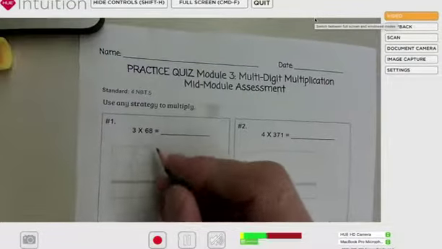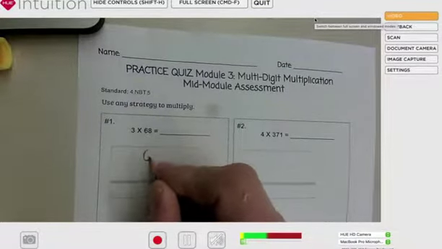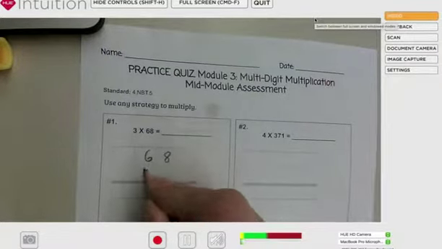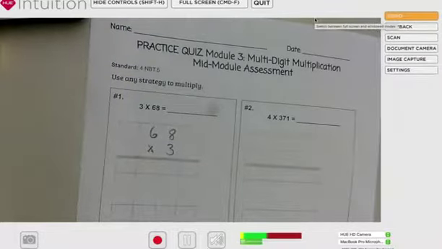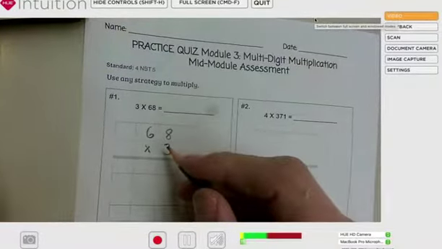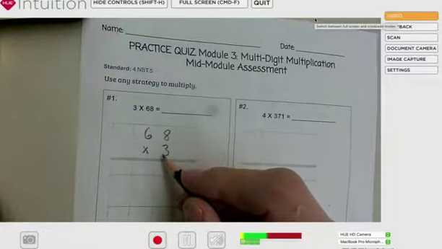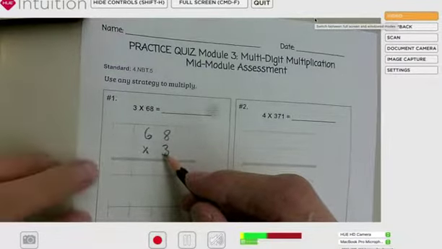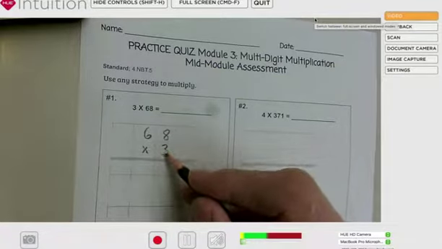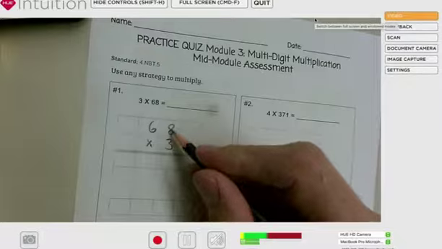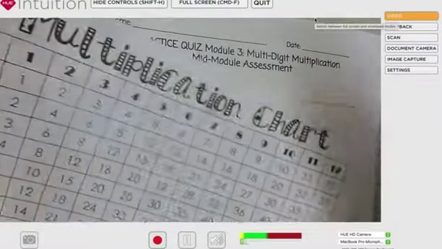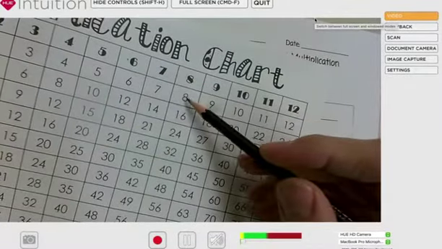Well, the first thing you should do is actually set up the problem, right? 68 times 3. That would be good to actually set the problem up. So you also have a multiplication chart next to you. So remember, whenever we do anything, whatever method it is, whether it's partial products or standard, we go up, then to the left, up, then to the left, right? That's what we do. So 3 times 8, well, let's see, or 8 times 3. 1, 2, 3, it's 24.